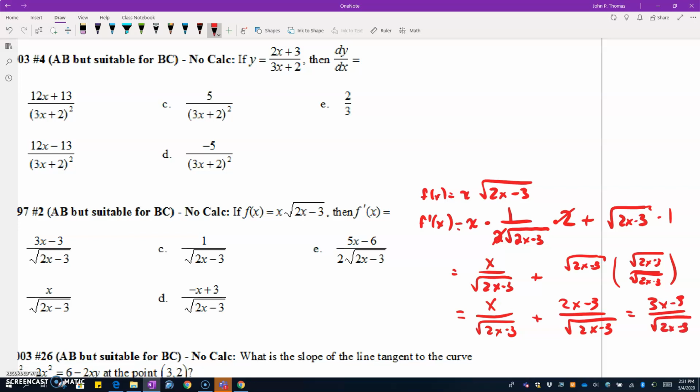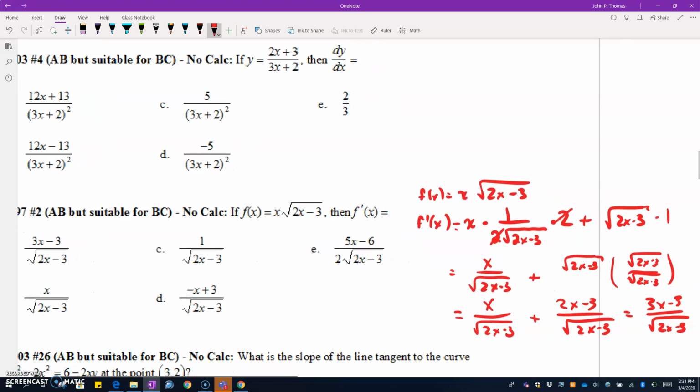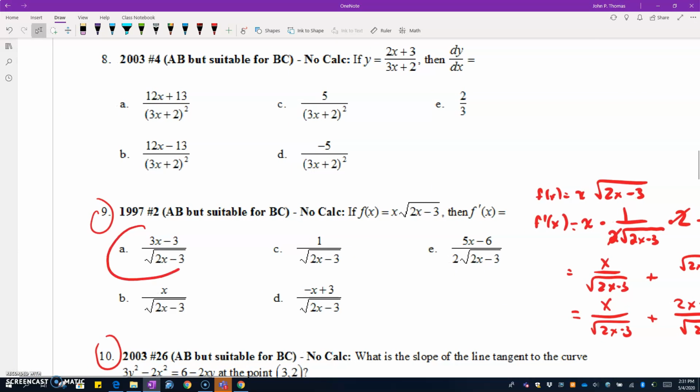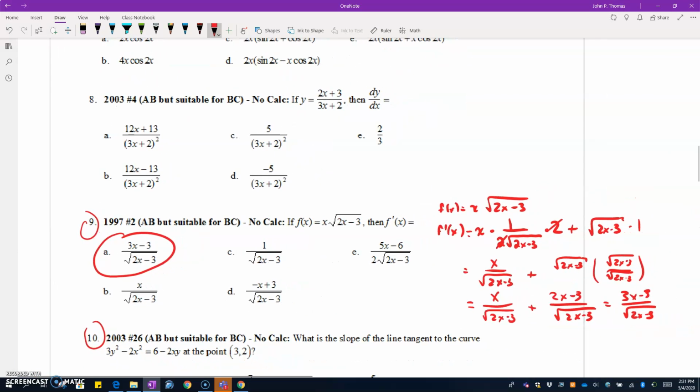Alright, so now we come back and we check for that one. So 3x minus 3 over a square root, so that's going to be this first choice here, which is A. Alright, so 9 is going to be A. And again, we did have a chain rule there, but we also had a product rule on the first part.